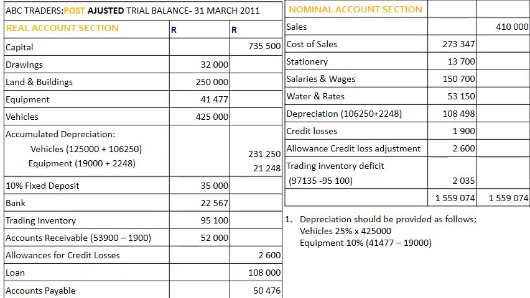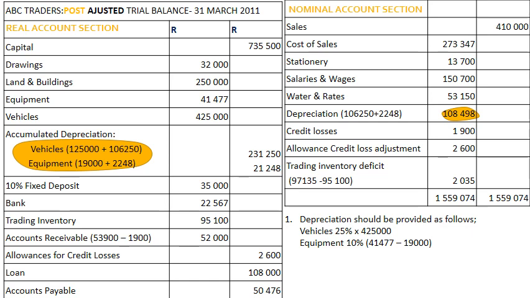231,250. For equipment, we are calculating using the diminishing balance method. Therefore, we will take the cost price of 41,477, deduct the opening balance of accumulated depreciation of 19,000, multiply it by 10% to arrive at 2,248, add it to the opening balance so as to arrive at a closing balance of accumulated depreciation on equipment of 21,248 rands. Then under the nominal account section, we will reflect the depreciation expense. We will take the amount for the vehicle, add the depreciation for equipment to arrive at a total depreciation of 108,498.